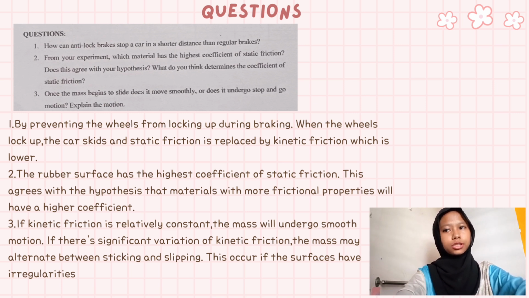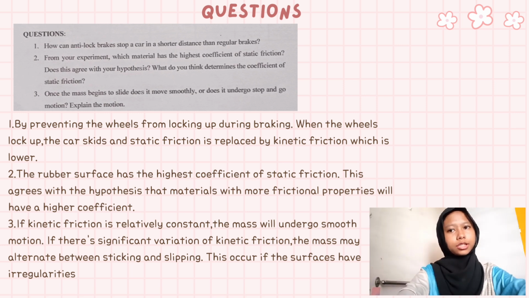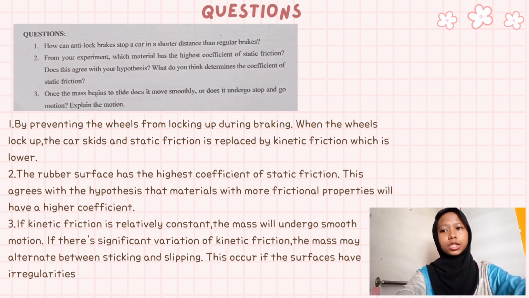Once the mass begins to slide, does it move smoothly or does it undergo stop and go motion? Explain the motion. Once the mass begins to slide, it may undergo smooth motion or stop and go motion. For example, for smooth motion, if kinetic friction is relatively constant, the mass will move smoothly. For stop and go motion, if there is significant variation in kinetic friction, the mass may alternate between sticking and slipping. This occurs if the surface has irregularities or there are variations in normal force.